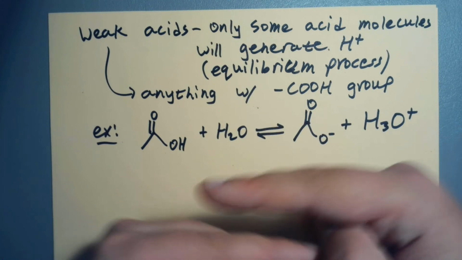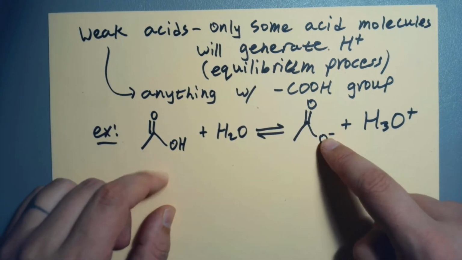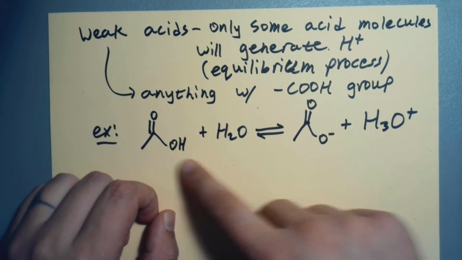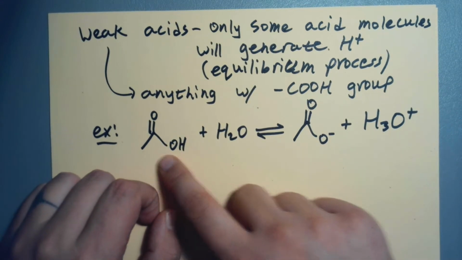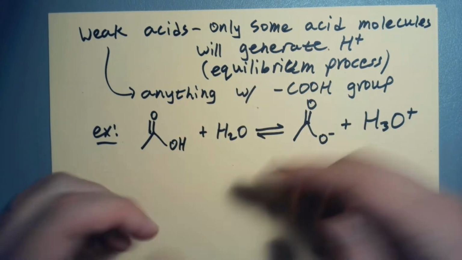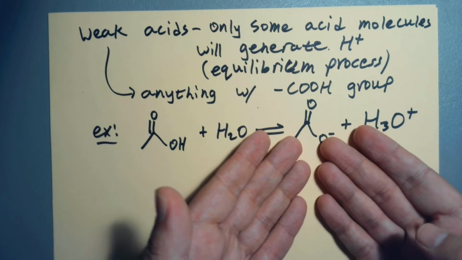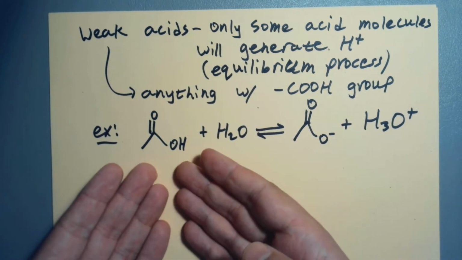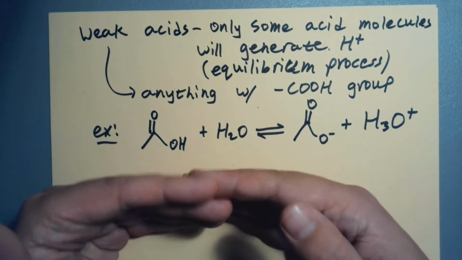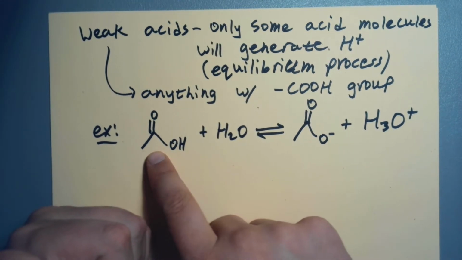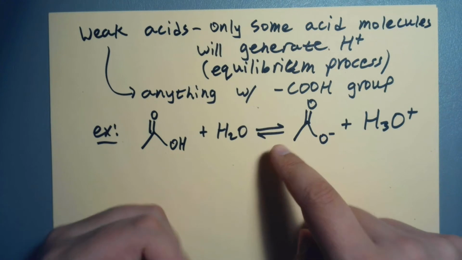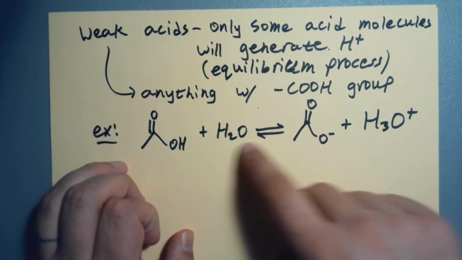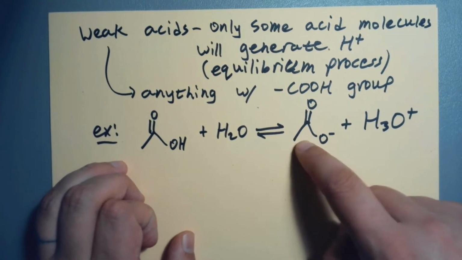And eventually the rates cancel out, and so we are making acetate as fast as we are going backwards and making acetic acid. And so we just get a steady state. Some of the acetic acids have dissociated and made H3O+, but not all of them. And if I'm an individual acetic acid, it's not like I get stuck on one side or the other. It's not like we hit equilibrium and everything stops. I can move back and forth. This is a dynamic process, right?